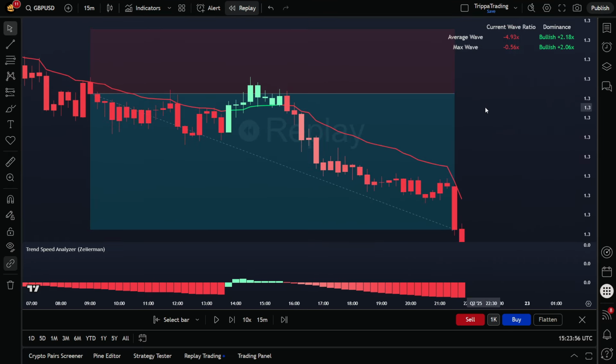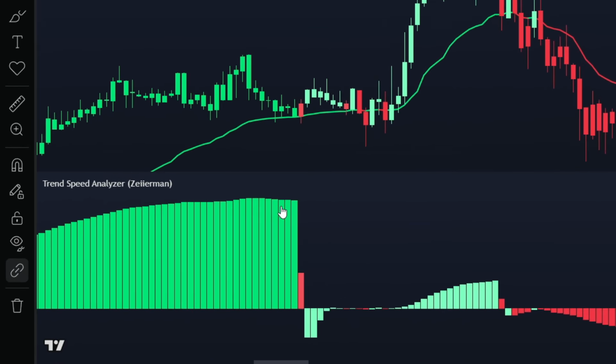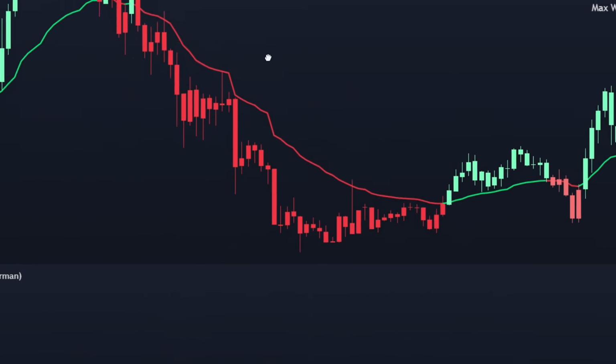Now, let's bring the histogram into the mix. If you're already in a buy position and histogram bars are growing taller, that's a great sign. It means bullish momentum is accelerating. But if those bars start shrinking, it's a warning. And if a red bar appears right after a shrinking green one, that could be a sign the uptrend is losing power. Same thing works the other way around for sell trades.